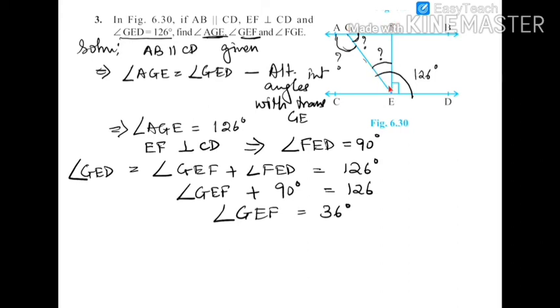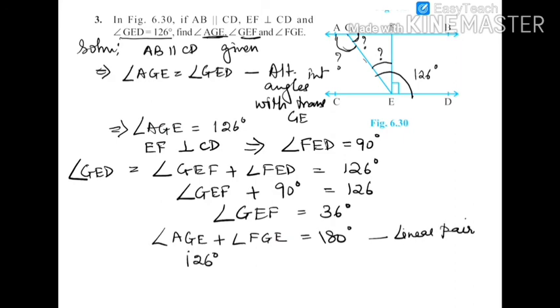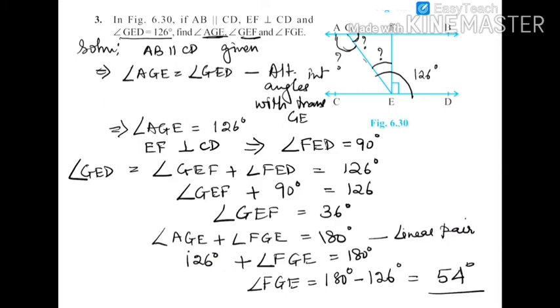Angle FGE makes a linear pair with angle AGE. So we can use this property here. Angle AGE is 126. So substituting in the equation, we get angle FGE equal to 180 minus 126 degrees, and that is equal to 54 degrees.